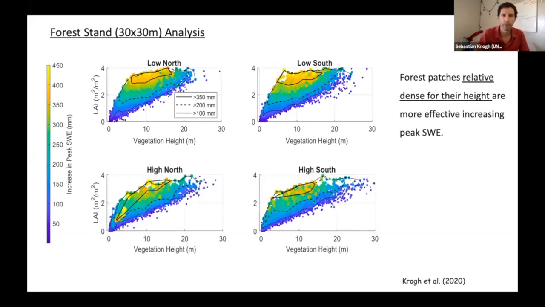Then we look at the upper two snow zones. We can see that it's almost the same case, but there are other things happening too. For example, in the high north, there are things like wind redistribution of snowpack that are also very important.